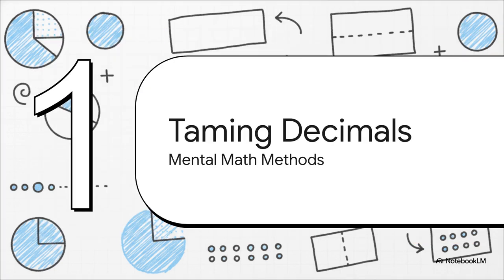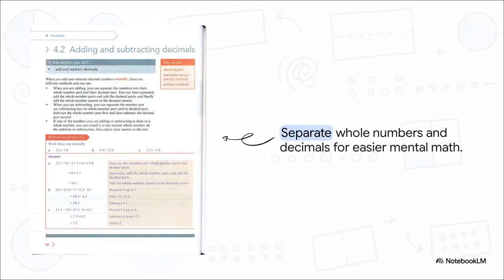All right, moving right along to Section 2. Taming tricky decimals. Mental methods for addition and subtraction. Now, we are so conditioned to just immediately reach for a calculator the second we see a decimal, right? But we really don't always need to. When you're adding or subtracting, try just separating the numbers out.